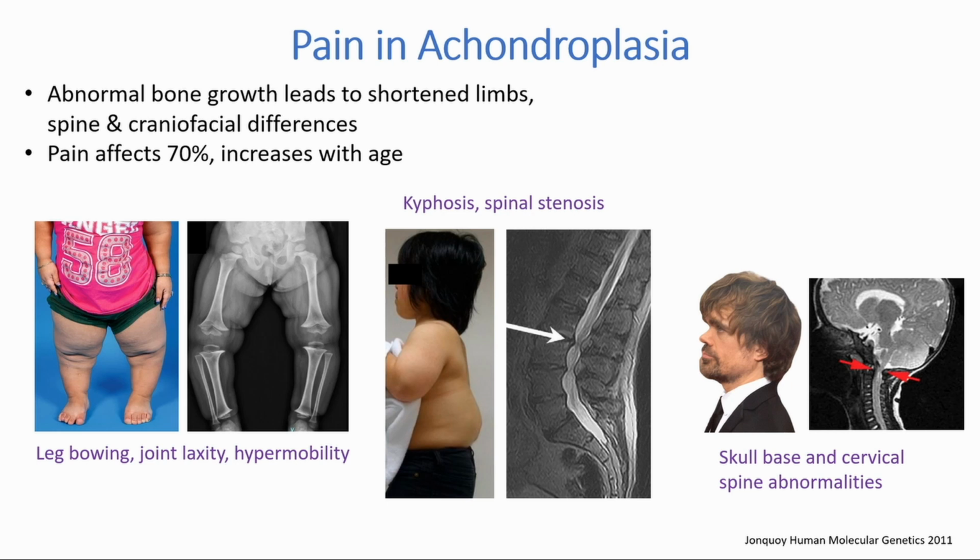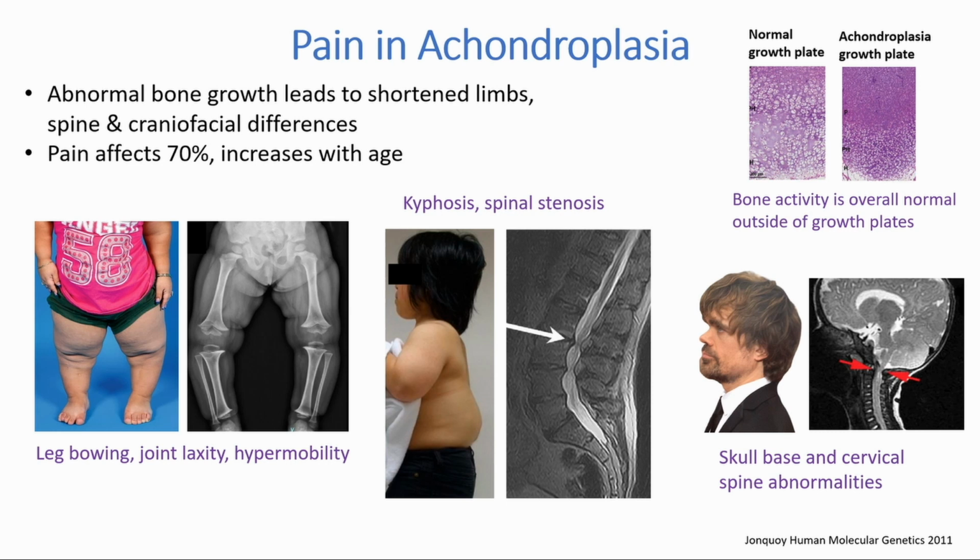Also, patients with achondroplasia have craniofacial differences, and this can lead to deformities in the skull base, which can put compression on the cervical spine. And again, this can be a very serious complication.